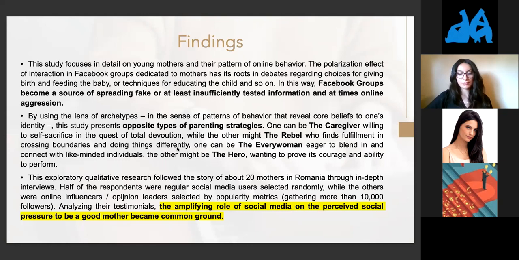Yes, we discovered that Facebook groups become a source of spreading fake or at least insufficiently tested information and at times online aggression. By using the lens of archetypes, in the sense of patterns of behavior that reveal core beliefs to one's identity, this study presents opposite types of parenting strategies: the caregiver, the rebel, the every woman, the hero, and so on. And through this exploratory qualitative research, analyzing these testimonials, it became common ground and obvious that there is an amplifying role of social media on the perceived social pressure to be a good mother.